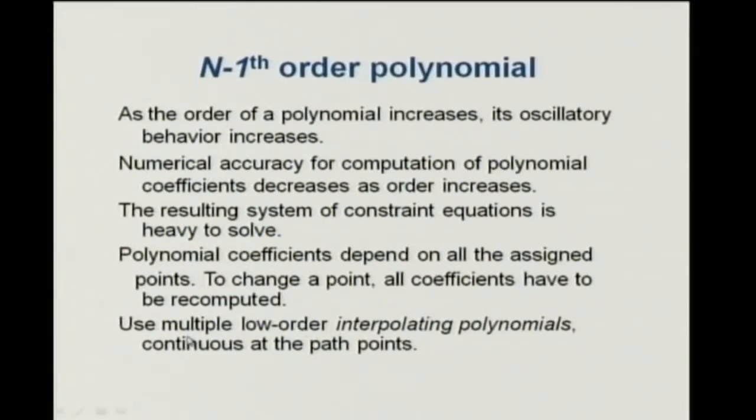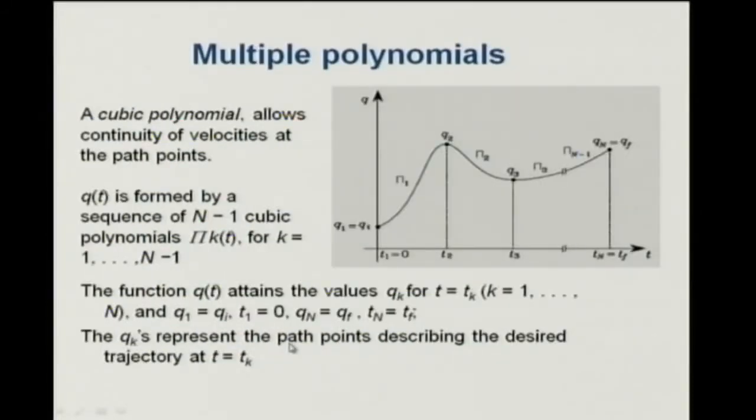So, the idea is that you use multiple low order interpolating polynomials, but we will insist that they be continuous at the path points, and this is called a spline. Okay, so, you start blending. So, when I have these points 1, 2, 3, going to n, I have a polynomial between here and here, another polynomial between here and here, and so forth, and I will make sure that it passes through this point and the velocities are the same at this location.